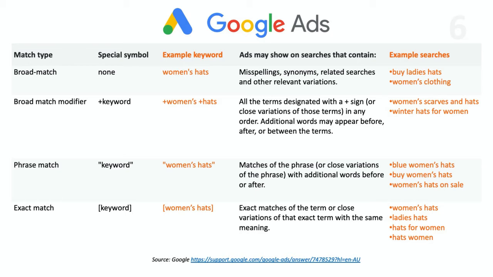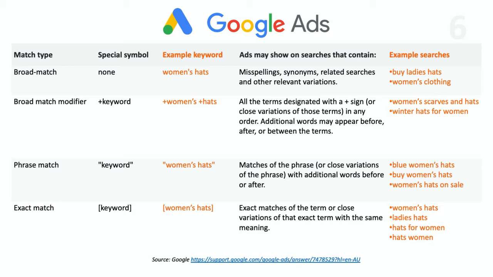But Google does this sneaky little thing where they trigger the ad for what the bot thinks is related. So in that example there, even though we said we only wanted to trigger it for women's hats, because the bot knows that ladies' hats matches with women's hats and hats for women are likely to be in the same thing, then it will trigger for that.